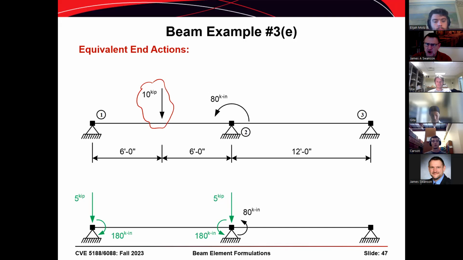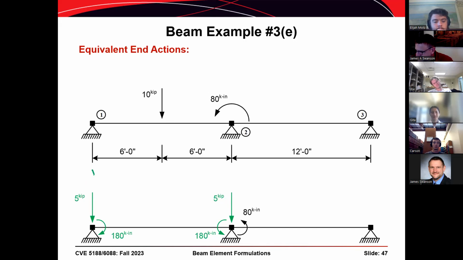Anyways, this 10 kip force up here, the green loads or the green actions that are shown on the second version below are equivalent. So those green actions are equivalent end actions for that 10 kip force. And so when we go here, this is basically, maybe I should use green. That would require me to know how to do that. That just doesn't work. There we go.